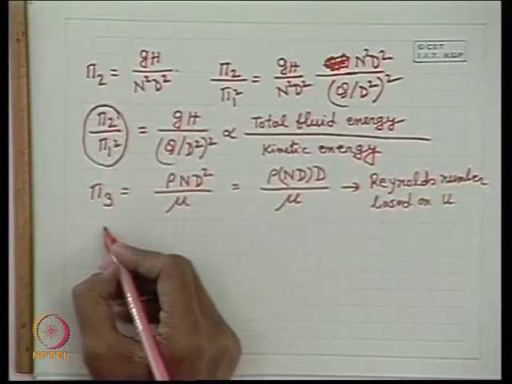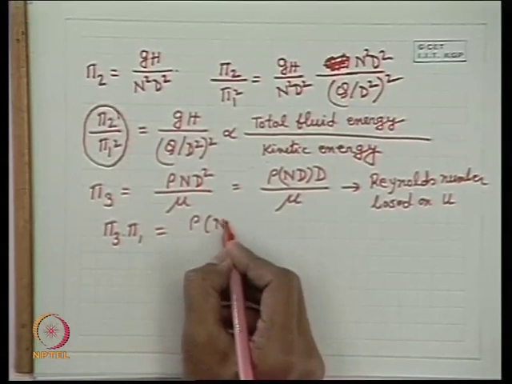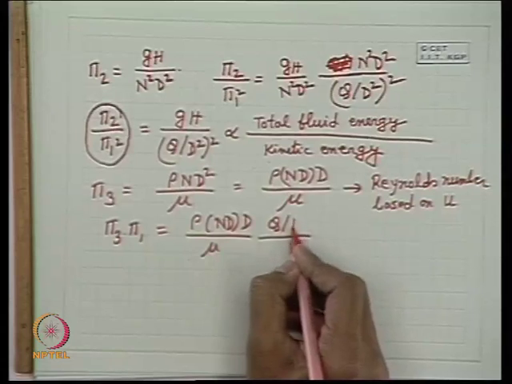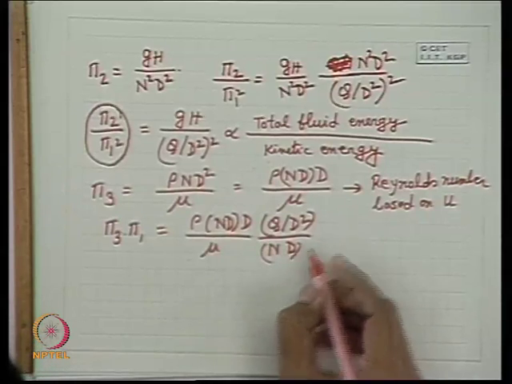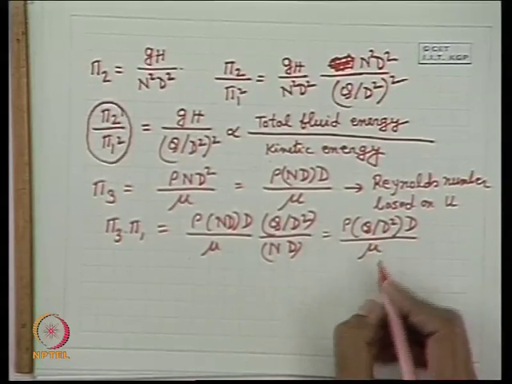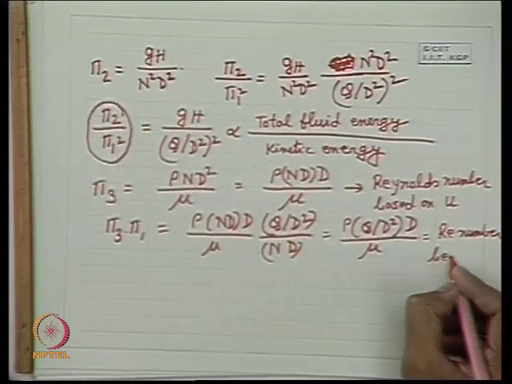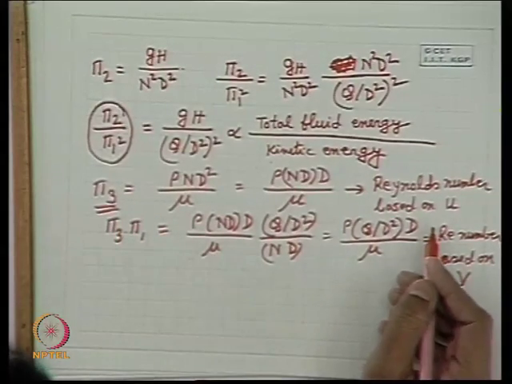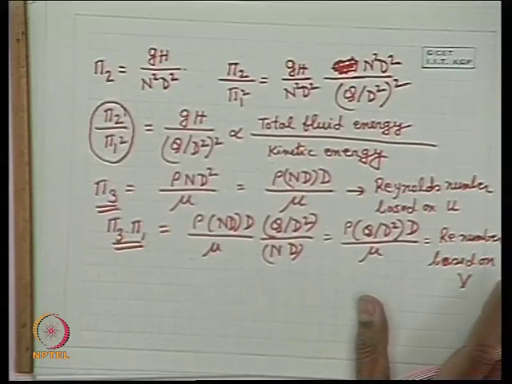We can make the Reynolds number based on fluid velocity if we multiply by pi 1. That means rho n d d divided by mu, multiplied by pi 1. What is pi 1? Q by d square by n d, that means Q by n d cube. In that case, it becomes rho Q by d square times d by mu, which is the Reynolds number based on fluid velocity. So, pi 3 is the representation of the Reynolds number based on rotor velocity, or you make a combination with pi 1 like this, and we get the Reynolds number based on fluid velocity.